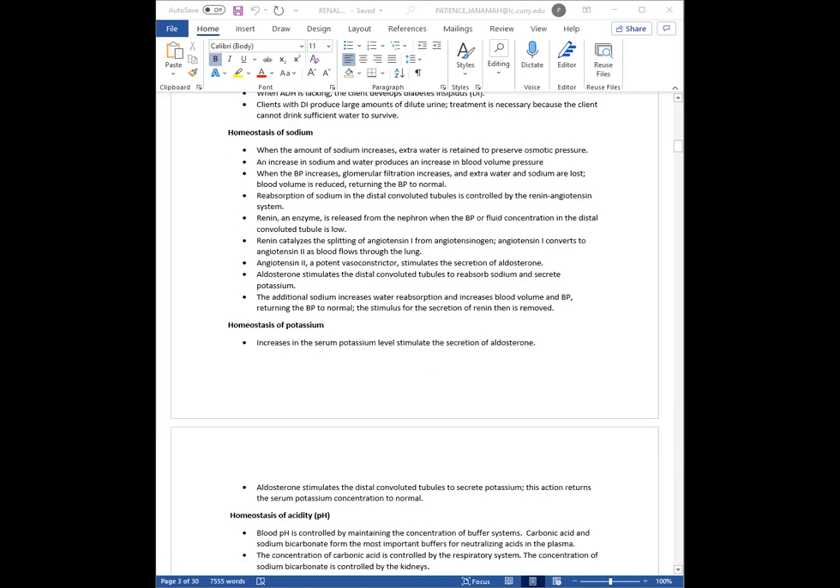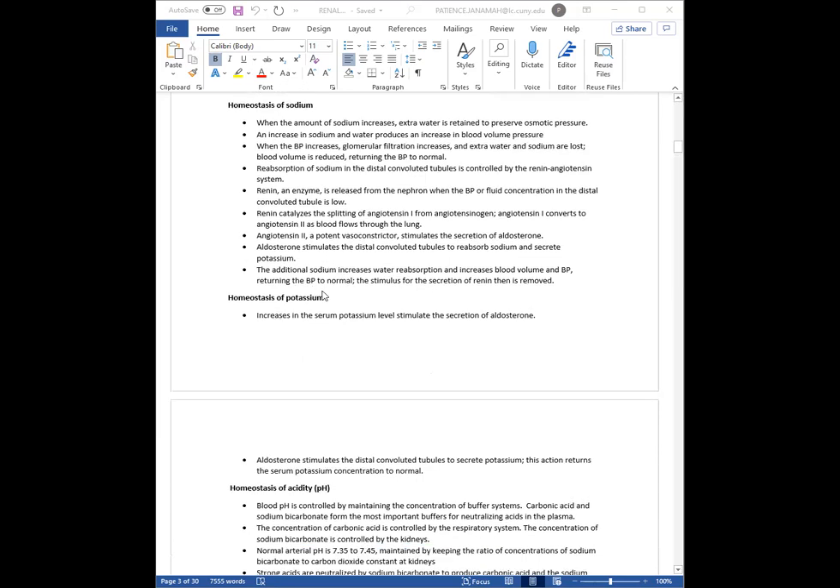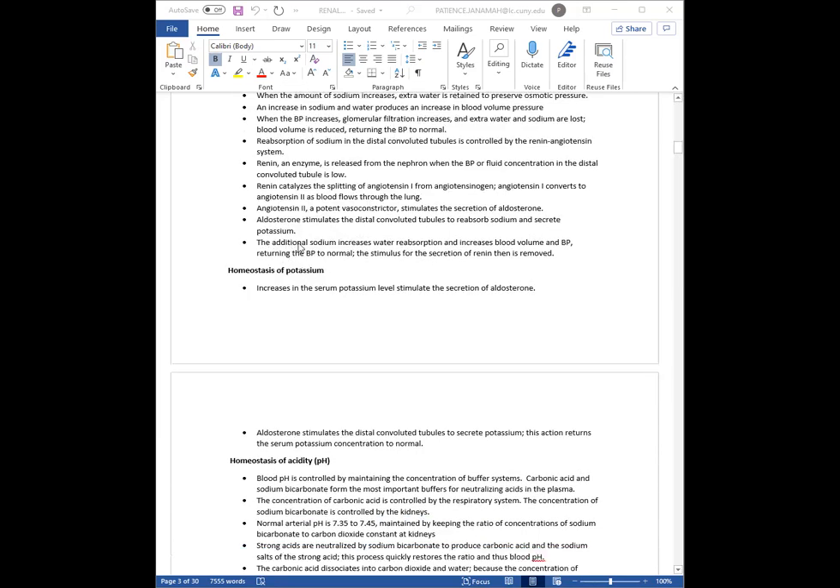So if it's not working, you have retention. That means you have a problem with fluid overload. So mostly that's what happens. The additional sodium increases water reabsorption. So in the end, if the sodium absorption in your body is not working well, then your blood pressure will be high.